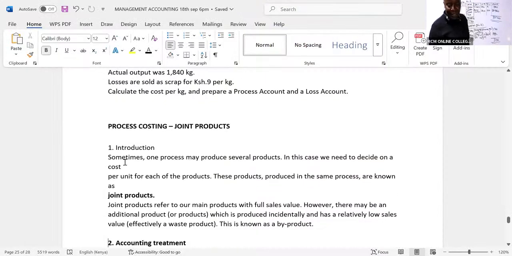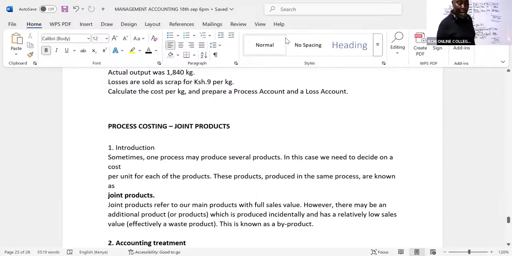I'm pushing this syllabus in a very, very excellent way. Process costing, joint products. After joint products, not next week, but this week, we shall be able to finish with closing work in progress and opening work in progress. So ladies and gentlemen, what are joint products?